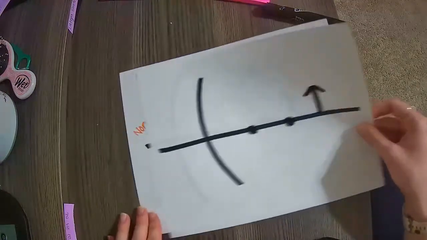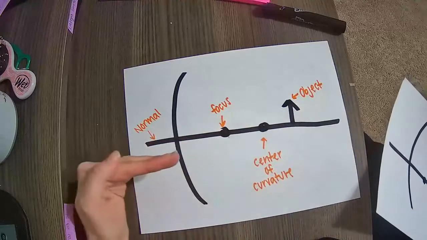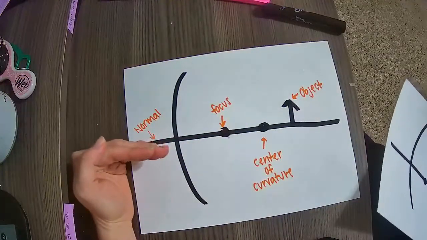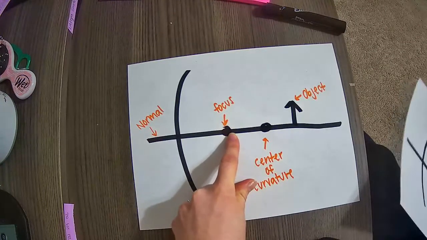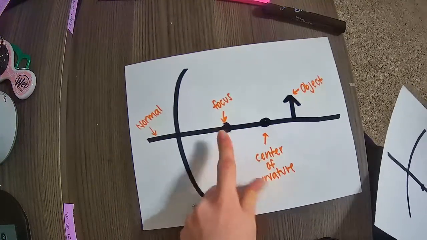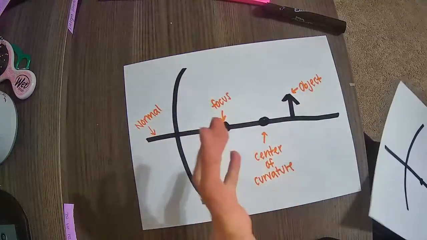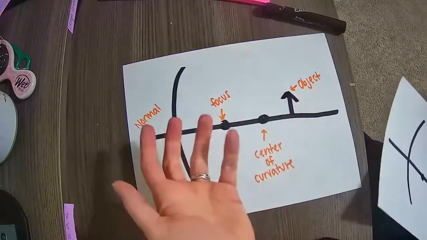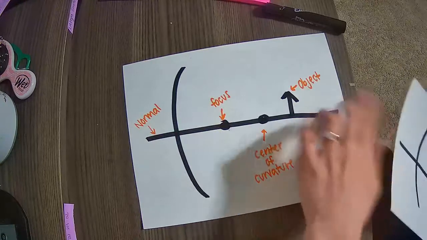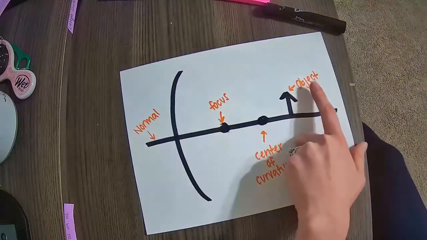So we have, this is our mirror. Our normal is our center line that everything is focused on. Think of the normal as the ground. The focus is going to be where all the light bounces back to, for lack of a better way to say that. And then the center of curvature, if you have a rounded mirror, there's going to be a center in which that mirror is. So imagine this as being the middle of an imaginary sphere. And then, of course, we have an object. This is the thing that we are trying to see what it would look like in our mirror.